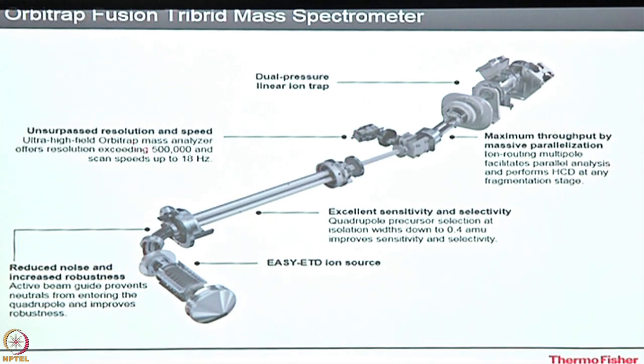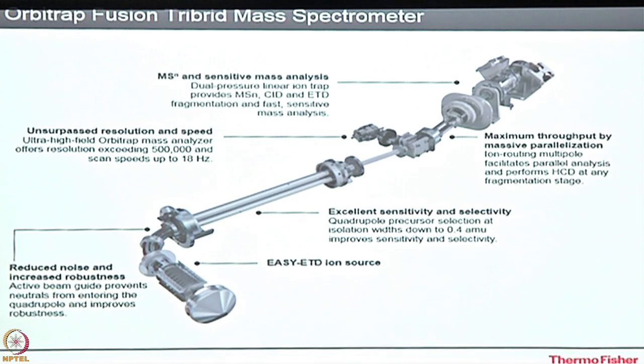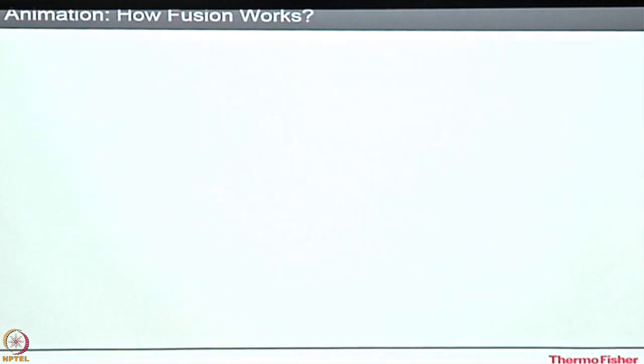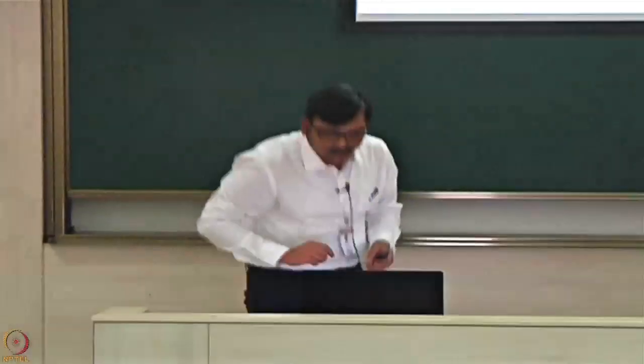The Orbitrap is basically high resolution. It gives you 500K maximum resolution. And lastly the ion trap, which is basically a dual cell ion trap. You can store your ions and you can do the detection of ions. And also you have an ETD option. So in the next slide it will be clear for you. We have a video of how it works.